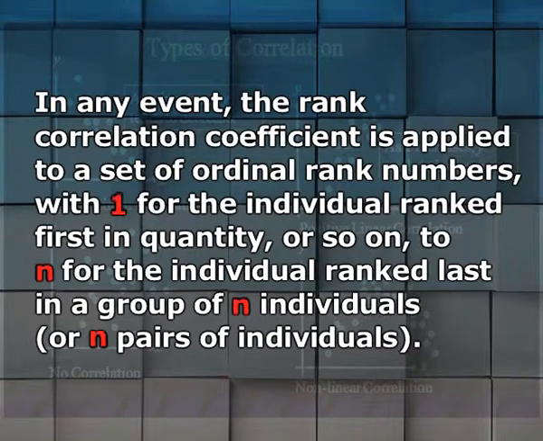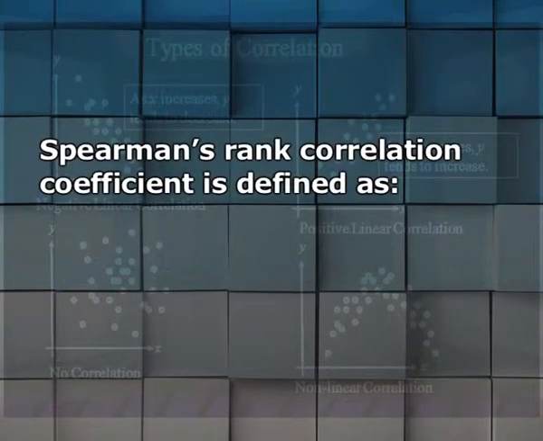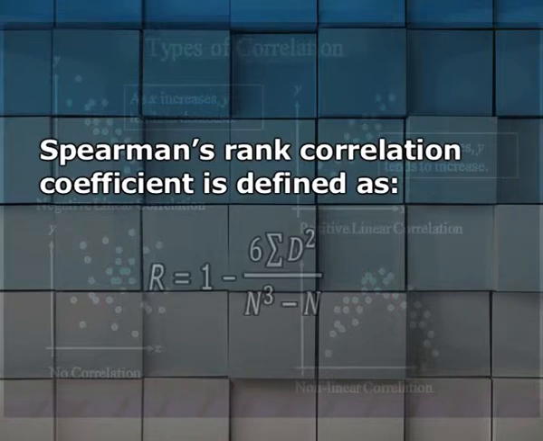In any event, the rank correlation coefficient is applied to a set of ordinal rank numbers, with 1 for the individual ranked first in quantity, and so on, to n for the individual ranked last in the group of n individuals or n pairs of individuals. Spearman's rank correlation coefficient is defined as r equals 1 minus 6 sigma d square divided by n cube minus n, where r denotes the rank coefficient of correlation and d refers to the difference of ranks between paired items in the two series.